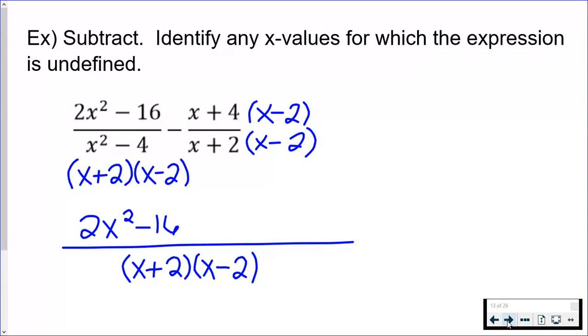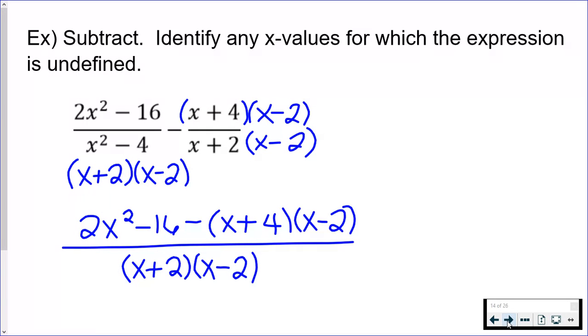I'm subtracting this second numerator, which is x plus 4 times x minus 2. So when I write it, I need to put the x plus 4 in parentheses so that I know to multiply both terms by x minus 2, but I'm also putting them in parentheses to indicate that that negative sign is going to be distributed to everything.